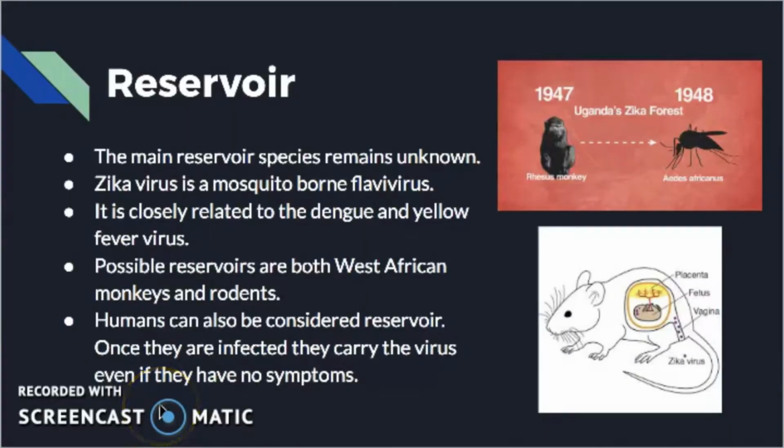Reservoir. The Zika virus main reservoir species remains unknown. The Zika virus is a mosquito-borne flavivirus which is closely related to the dengue and yellow fever virus. However, possible reservoirs have been found to be both in West Africa monkeys and rodents. We can also consider humans as reservoirs. Once they have been infected, they carry the virus even if they have no symptoms.